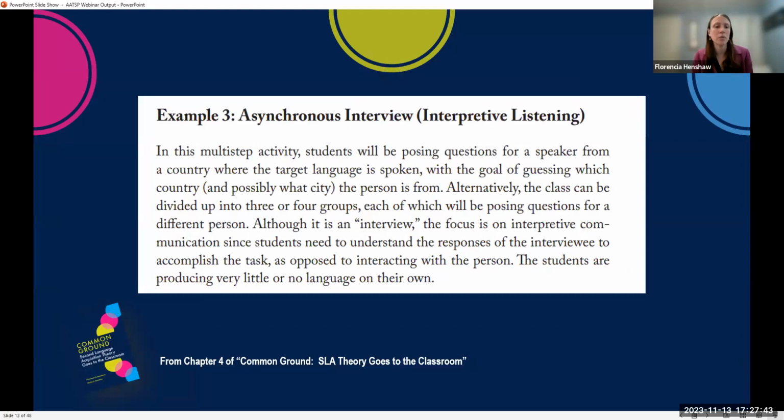The other example comes from chapter 4, which is interpretive communication. And then this one is a, sorry, somebody else.